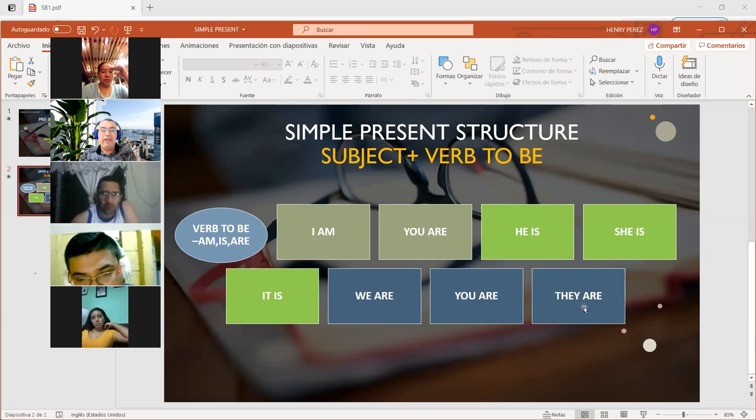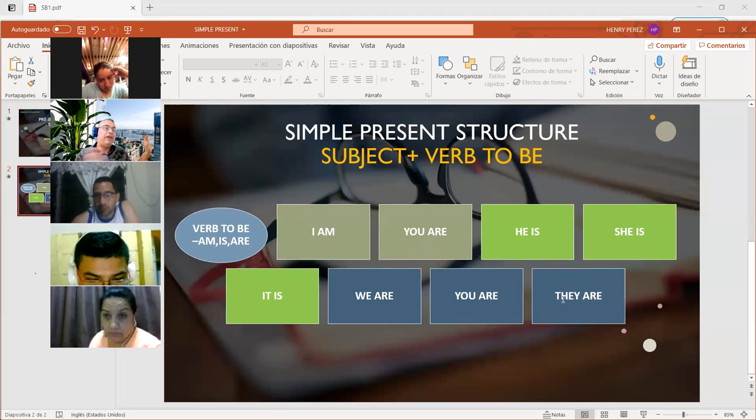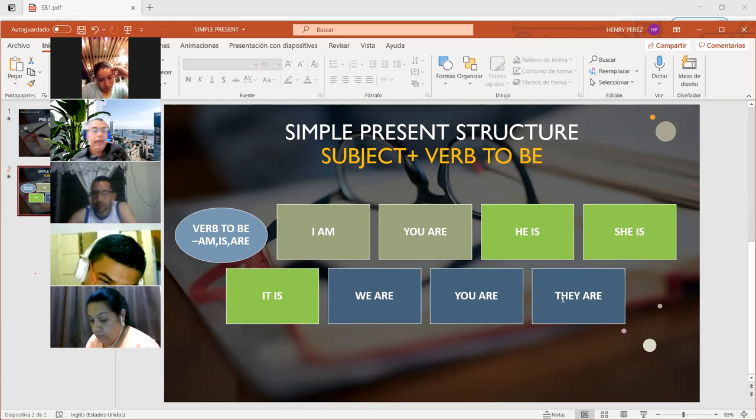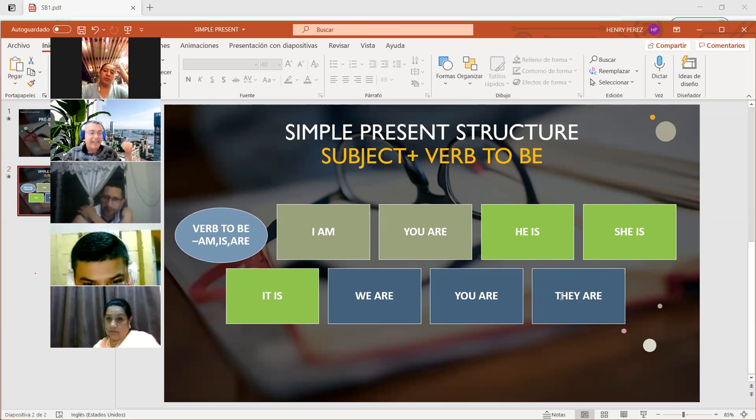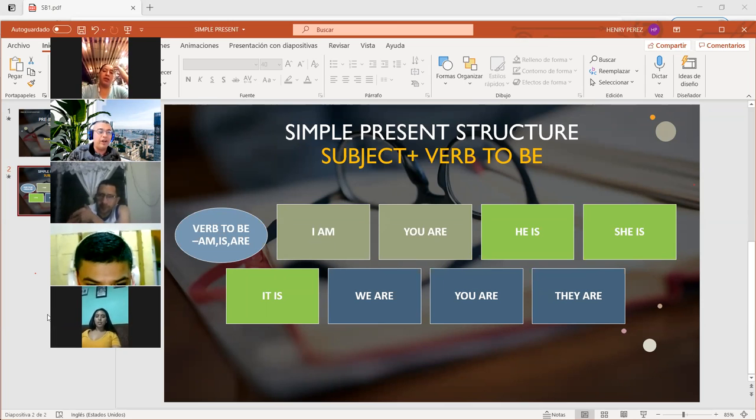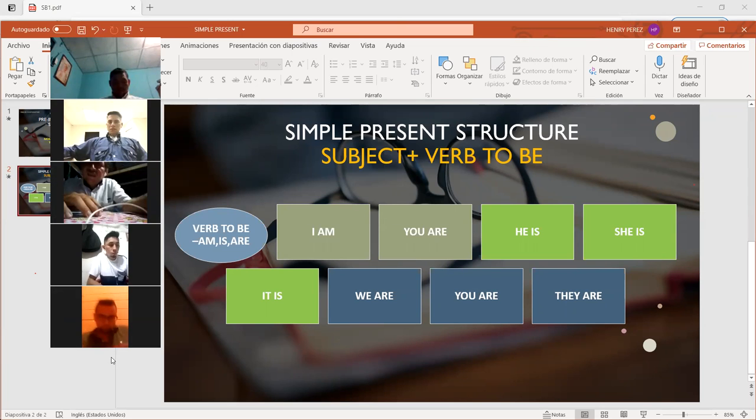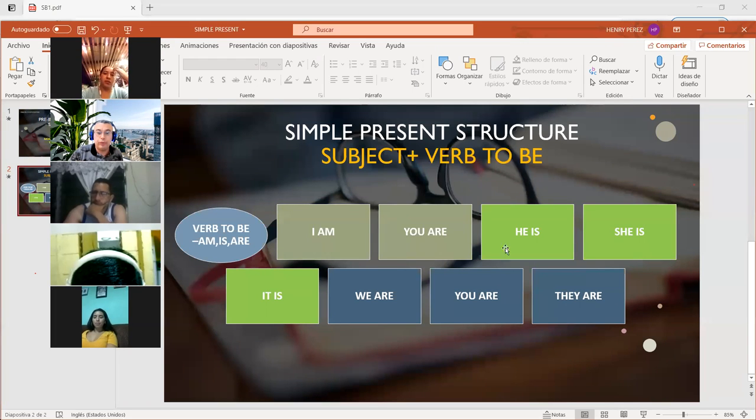Ahora, they are. Aquí utilizamos el ellos. Ellos son, right? For example, regresemos al tema de los doctores, right? Si estuvieran tres doctores aquí a la par mía, if there were to be three doctors next to me, y usted me pregunte quiénes son ellos, right? Y yo le voy a decir cómo. They are doctors. Very good. All right. Now, esos son el verb to be con todos los pronombres, subject pronouns. I, you, he, she, it, we, you, are. And the M is an R.